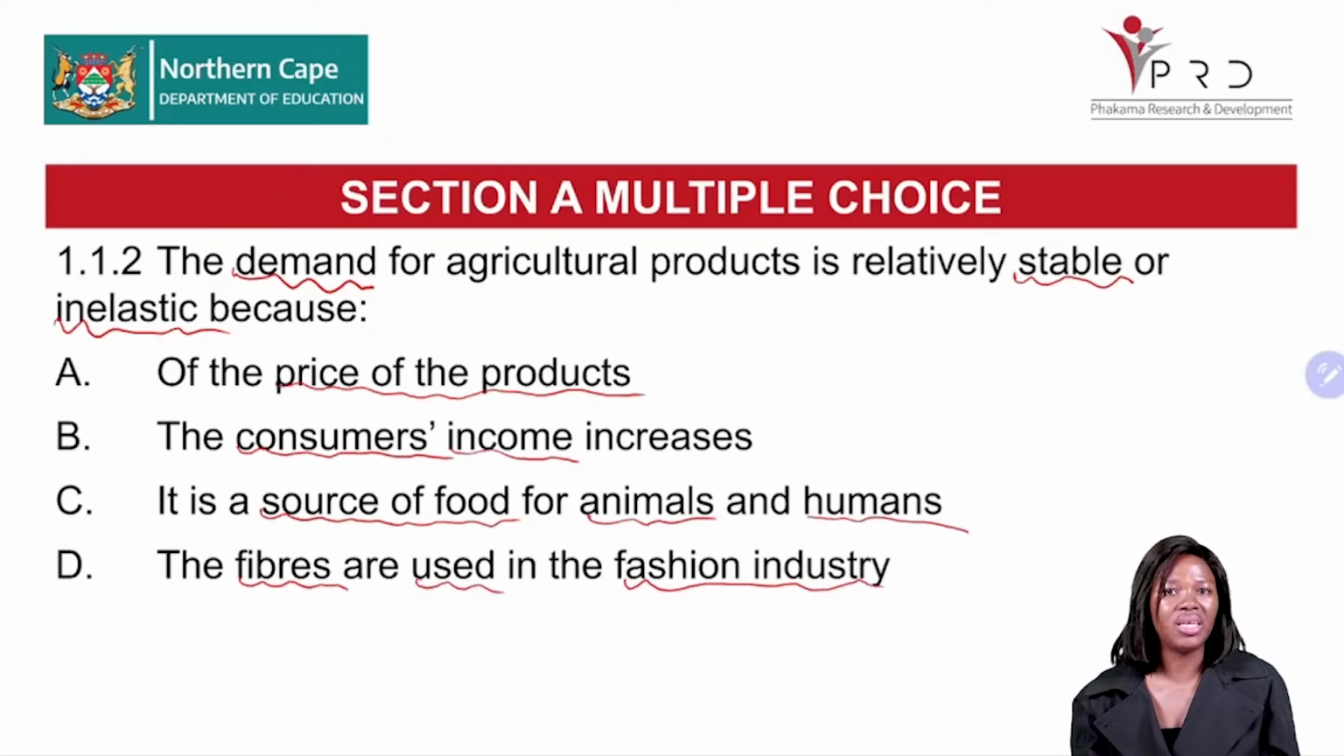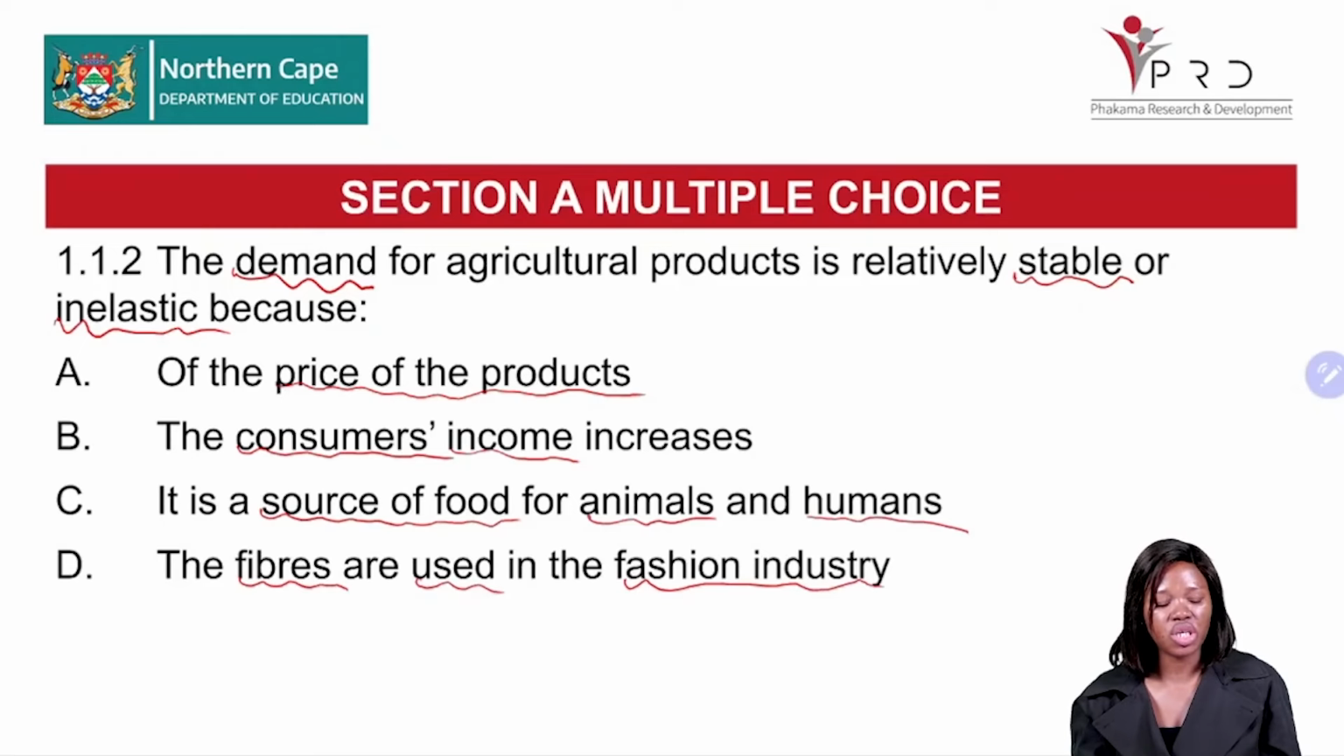Now, the consumer's income increases. Now, when the consumer's income increases, does that result to price inelasticity? No, it does not. It is a source of food for animals and humans. Is that option correspond with inelasticity? Yes, it does. Why? Because consumers need food. Animals depend on food, meaning food is a need for animals and humans. Obviously, there will always be a slight change or no change in demand. So people will not respond when the price increases or decreases.